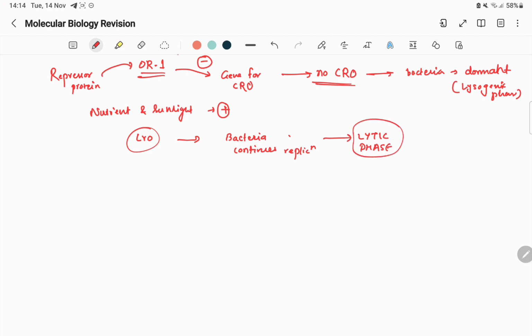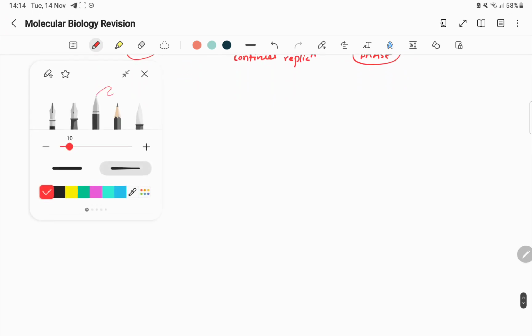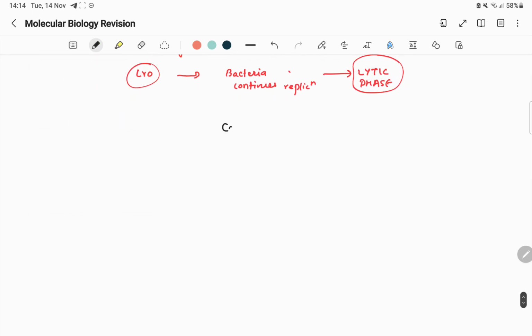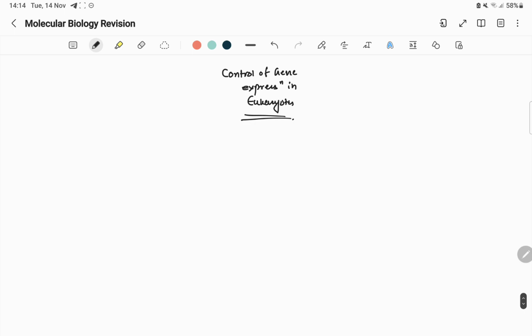Understood? So this is the control of gene expression in prokaryotes. Let's discuss the control of gene expression in eukaryotes. So in eukaryotes, it is mainly regulated at many levels.